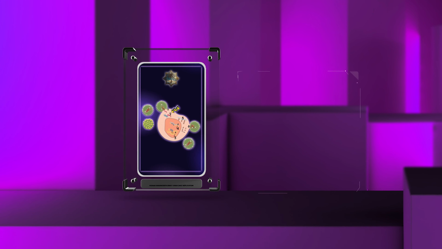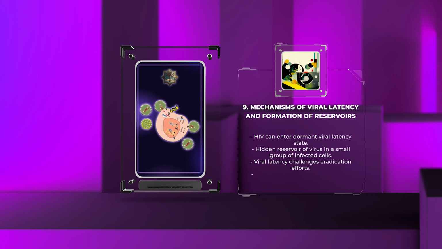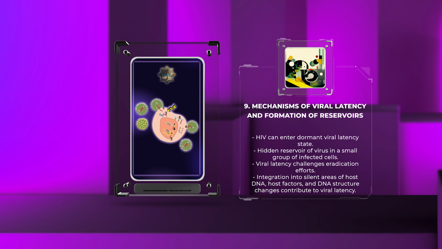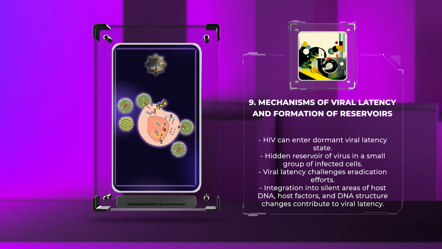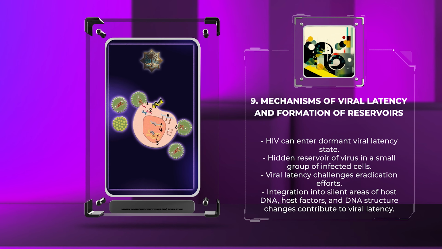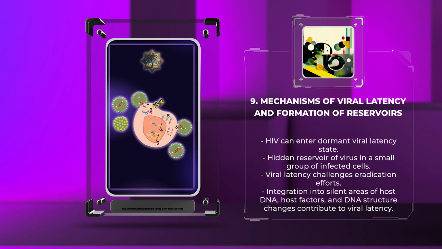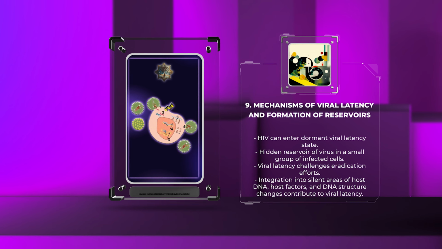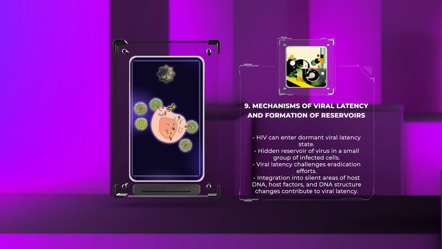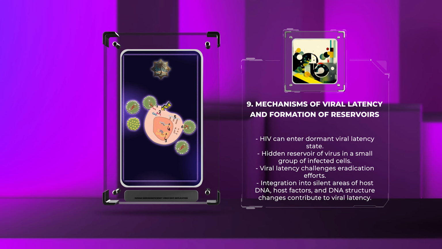HIV can enter a dormant state called viral latency, where it stays in a small group of infected cells. This hidden reservoir is a challenge for eradication. Various processes contribute to viral latency, such as integration of the virus into silent areas of the host DNA, host factors that restrict viral gene expression, and changes in the viral and host DNA structure. Understanding viral latency is crucial for finding a cure.